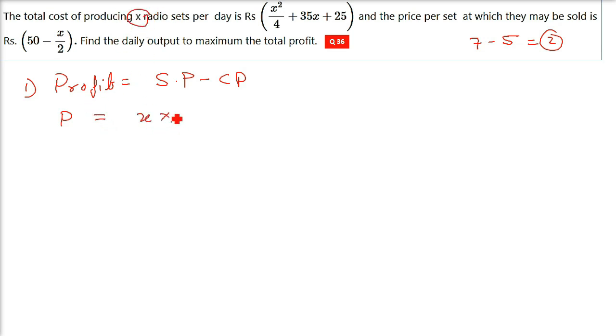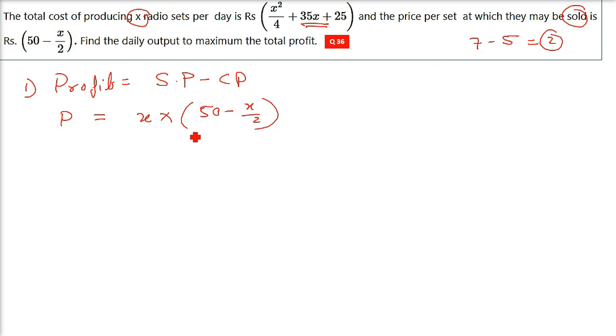Since there are X radio sets per day, the total cost of producing X radios per day is this one: X square by 4 plus 35X plus 25. So in order to get the selling price, we have to multiply X with this one. I'm so sorry, X into 50 minus X by 2, because it is the price set at which they are sold. Sold means selling. You are selling. So X has to be multiplied by 50 minus X by 2. That is going to give you the selling price.